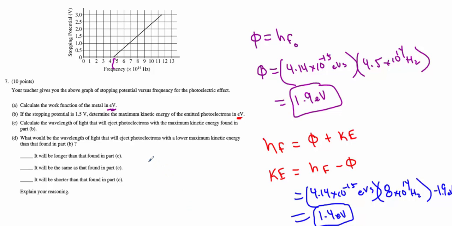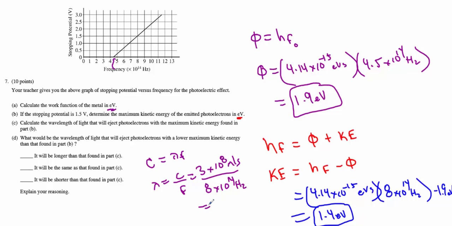We recognize that the speed of light in a vacuum is lambda f, so lambda is going to be the speed of light over the frequency. The speed of light is 3 times 10 to the 8 meters per second. The frequency is the frequency of light causing the emission, which is the 8 by 10 to the 14 hertz. I like this. I think this is the easiest way of doing it. So that's why I'm doing this. And you're going to get 3.75 by 10 to the negative 7 meters.